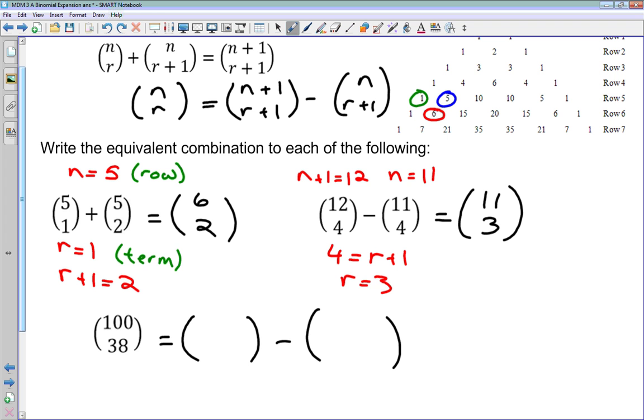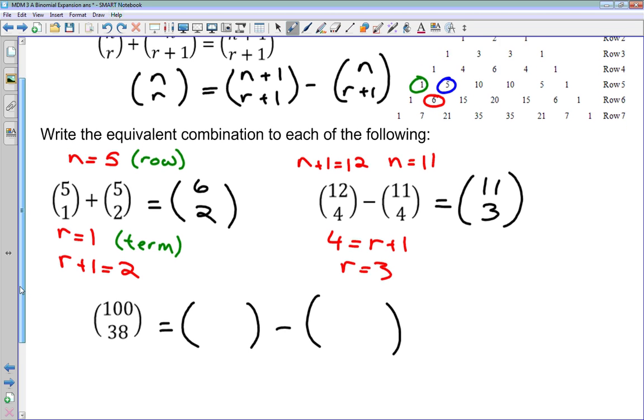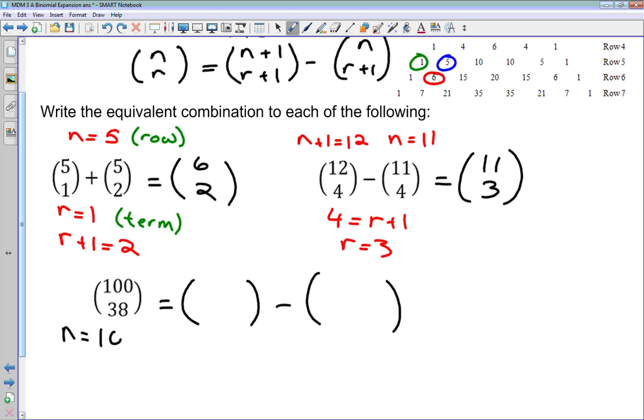The expression on the left-hand side is telling us our values of n and r. n equals 100, r is equal to 38. On the right-hand side, we want n plus 1 choose r plus 1, so 101 choose 39, minus n, 100 choose r plus 1, 39. So we're just looking at the combinations given, figuring out how this relates back to Pascal's triangle, and putting it in.